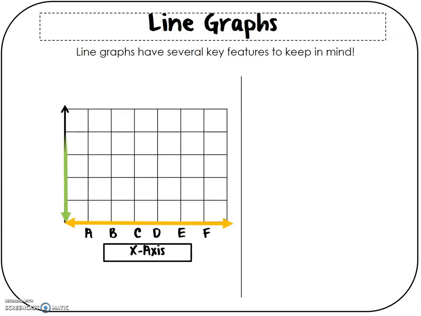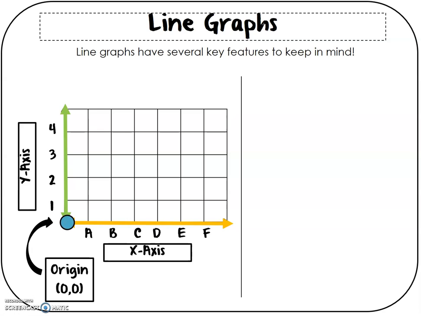I also know that the vertical line on the coordinate plane has a special name as well. This is called the y-axis. And just like the x-axis, you'll also have different values and labels that go along the y-axis. Today, those values are going to be the numbers 1 through 4. The point where the two axes meet is called the origin. And I can label the origin with the ordered pair 0, 0.